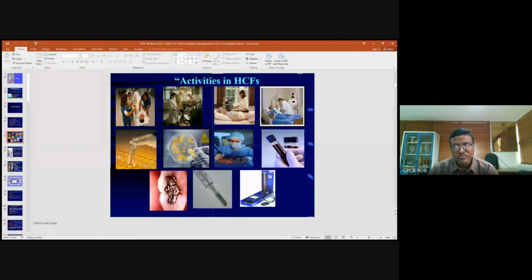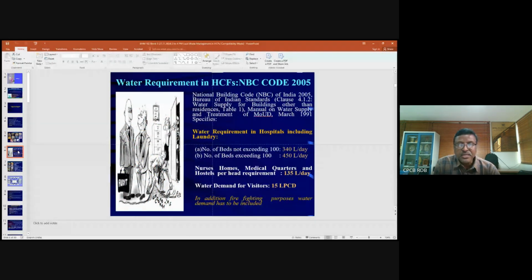You all know that various activities in the healthcare facilities lead to waste generation, which includes biomedical waste and other waste, as well as liquid waste. Liquid waste is generated in the hospital. As per the National Building Code of India 2005, the Bureau of Indian Standards, Clause 4.1.2, water supply for buildings other than residence, and as per the manual on water supply and treatment of the Ministry of Urban Development, March 1991, they specify that hospitals require various water requirements, which includes laundry.